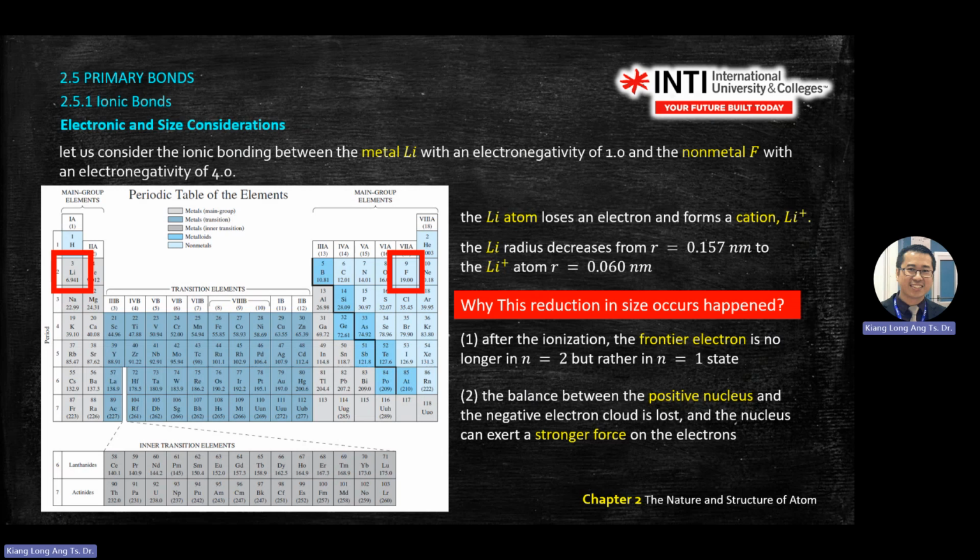So this will be the standard answer we expect you to give to explain why there is a reduction of size when an element becomes a cation. This is a standard answer. You either memorize it or you put in the keywords and elaborate. This one will be there, either in the final exam or a test.